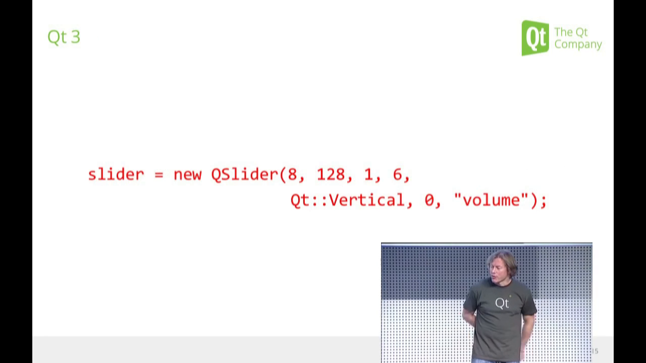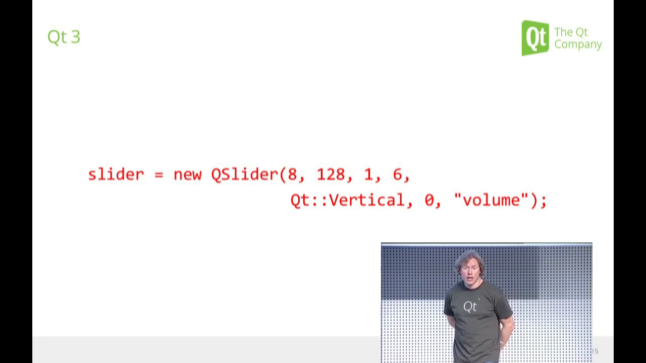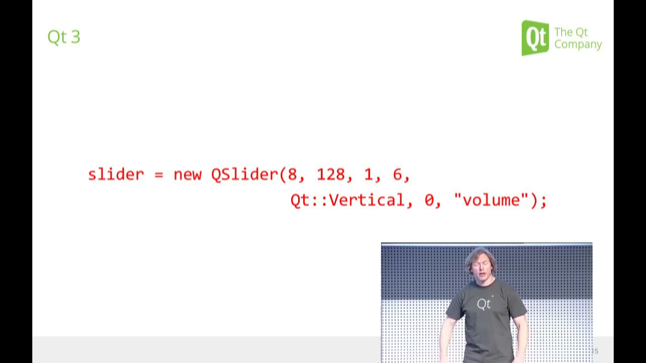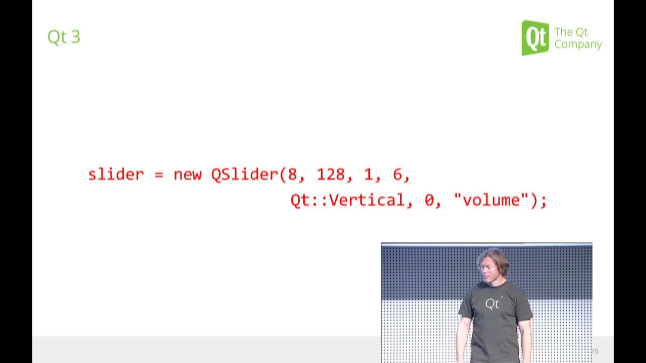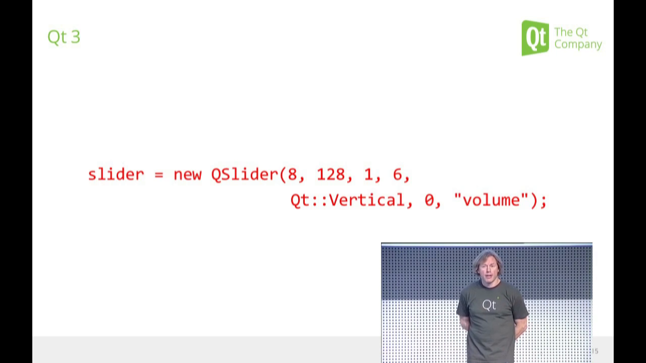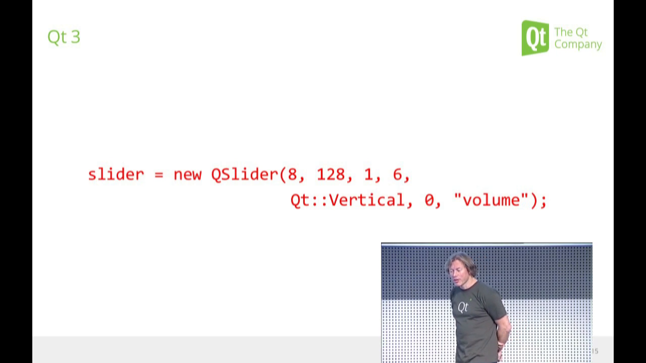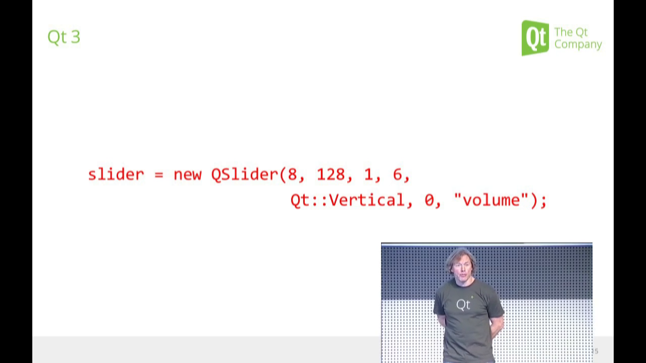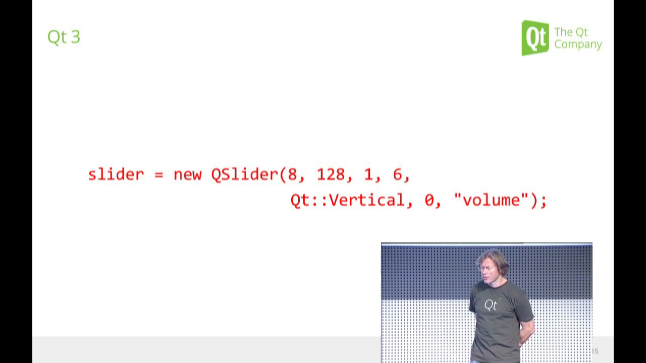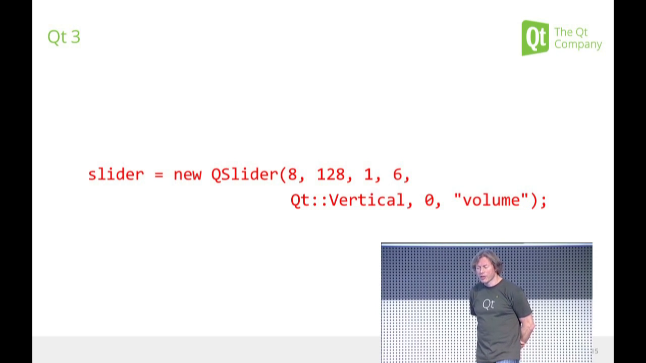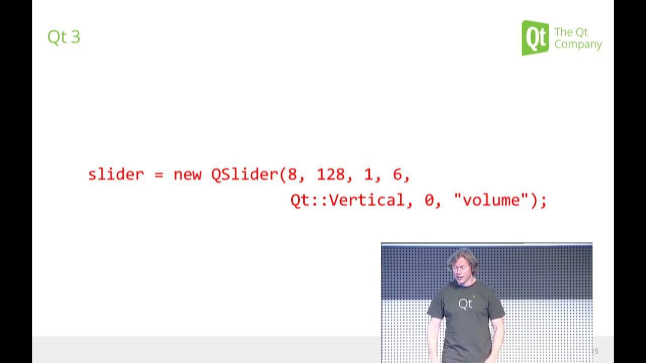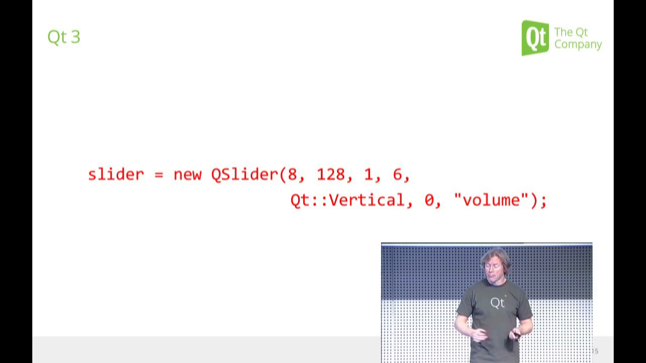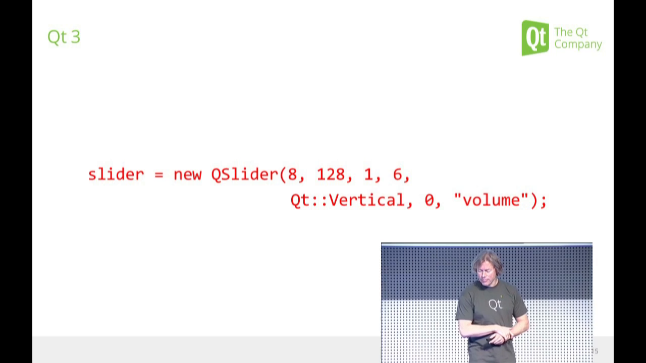Another example from Qt 3, QSlider, a slider that you put up as a graphical element. And I don't know what all the arguments do in there. I think I looked it up, so I had an idea. But when I first looked at that again from Qt 3 times, oh God, what does each one of these integers do? You don't really know.